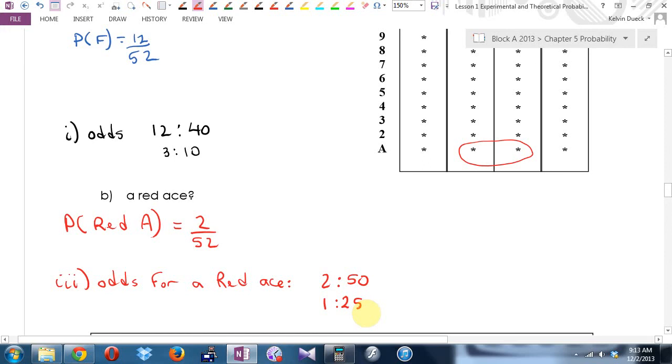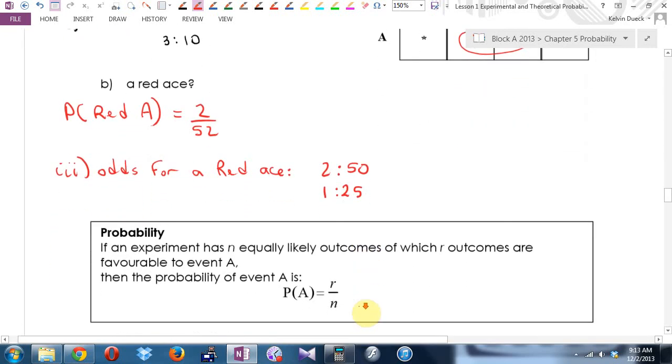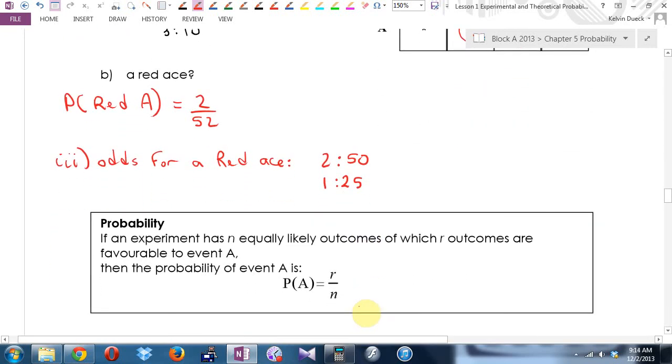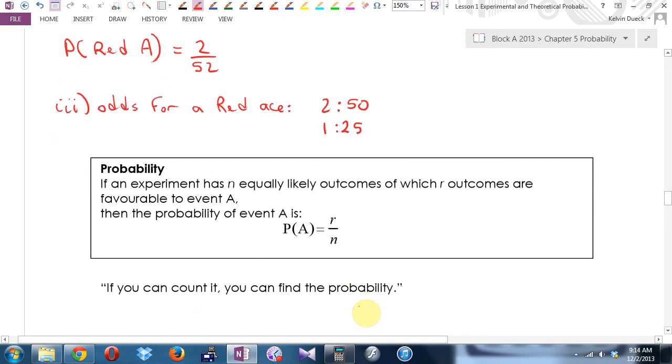Las Vegas tends to give the odds, like on sports events. They use odds. They don't give them as fractions, as probability. So, again, here's our probability definition. If an experiment has n equally likely outcomes, of which r outcomes are favorable, then the probability of event A is r over n. How many successes over how many total outcomes? And this brings us to our first one. If you can count it, you can find the probability.